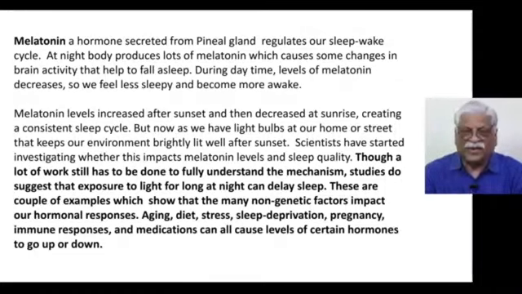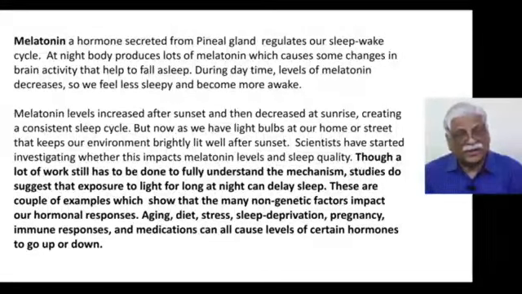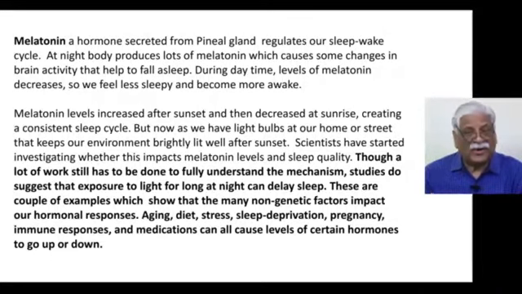This type of phenomenon, a cycle like the sleep-wake cycle, is also known as the circadian rhythm of our body. At night, the body produces lots of melatonin hormone, which causes some changes in brain activity that help us fall asleep. But during daytime, the level of melatonin decreases, so we feel less sleepy and become more awake. So this is an example of how a hormone gene is controlled by environmentally changing conditions, the light and dark cycle.